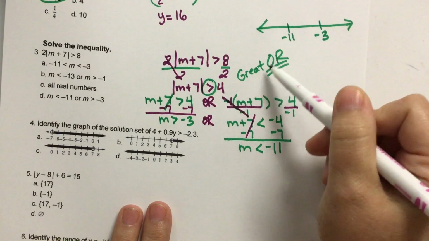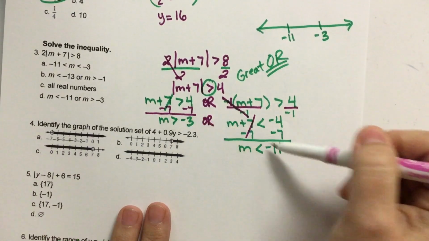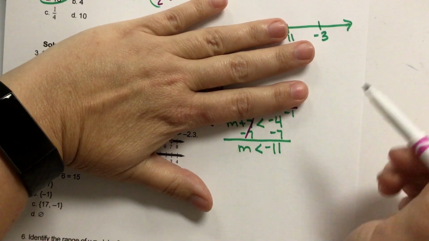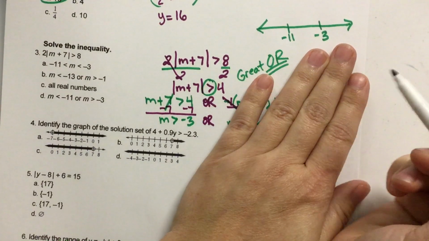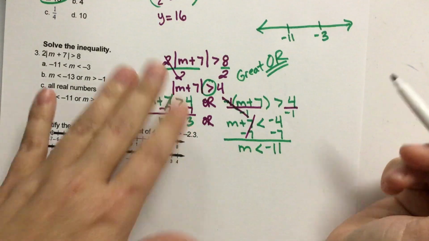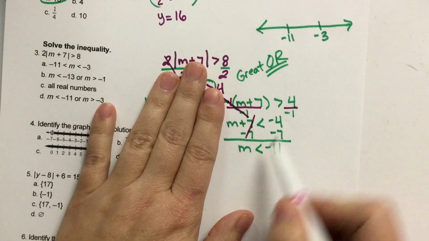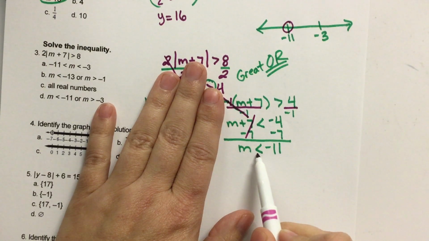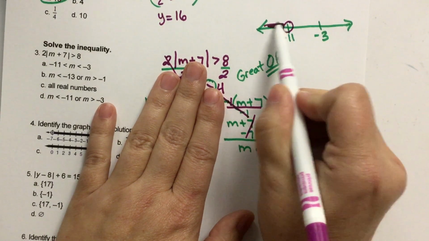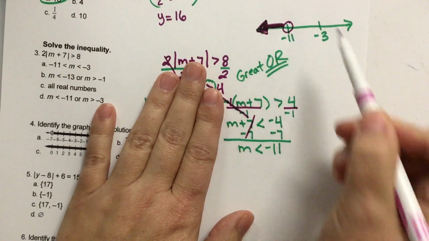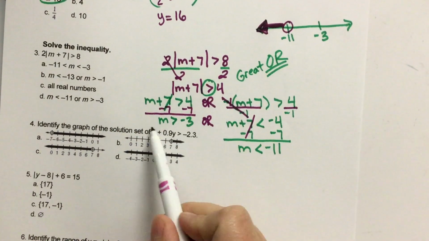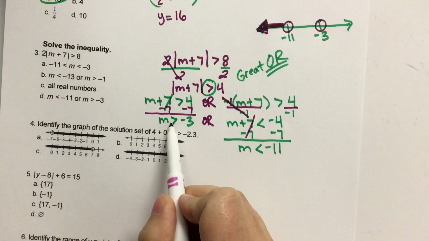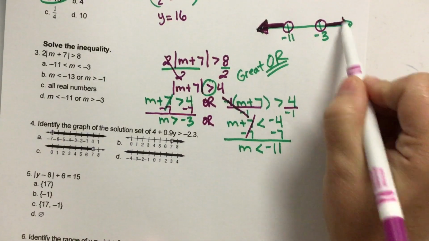So the thing about these OR problems is either one of these can be true. So basically, I'm going to graph this answer, and then I'm going to graph this answer, and however the graph looks, that's the answer. So this would be an open circle at the -11, and it says m is less, so I want numbers less. Well, less is to the left. And then this one would be an open circle at the -3, and it says m is greater, and greater is to the right, so I would shade to the right.